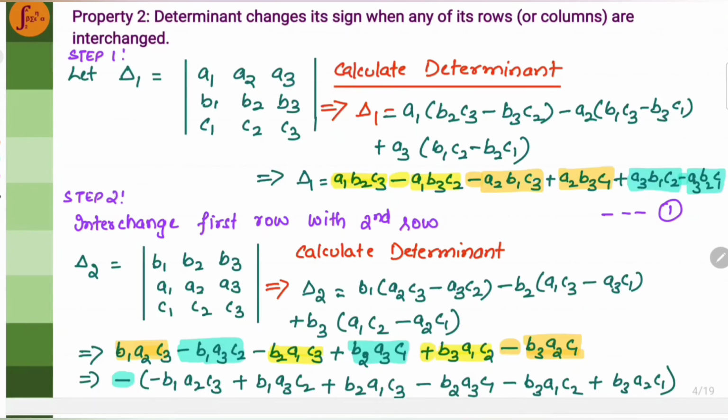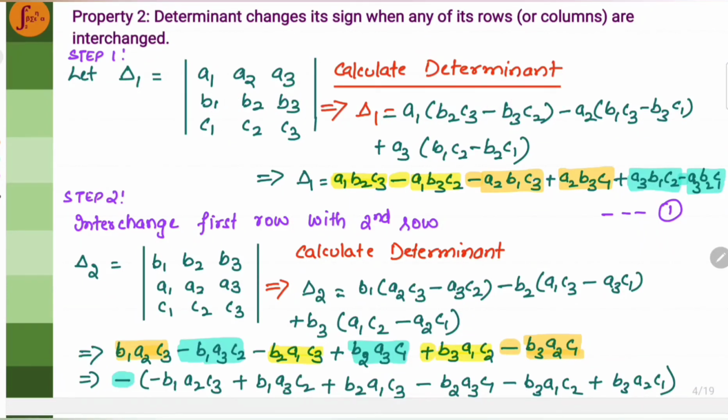Now let's take the next property, property number 2, which states that the determinant changes its sign when any two of its rows or columns are interchanged. Basically, if you interchange one row or one column, the determinant will change its sign. In the earlier property, you interchanged all the rows and columns. In this property, when you interchange one row, the sign of the determinant is going to be opposite.